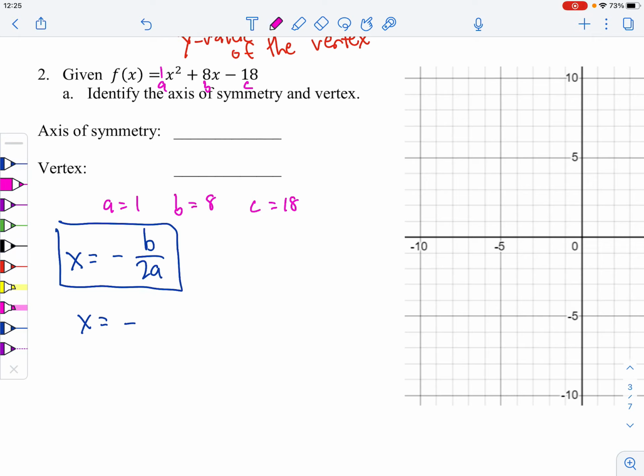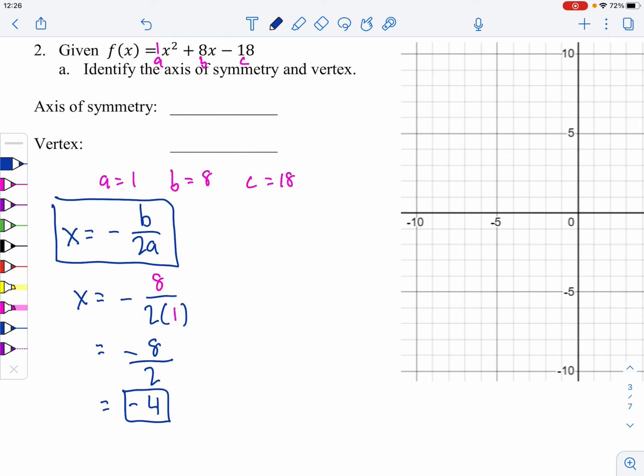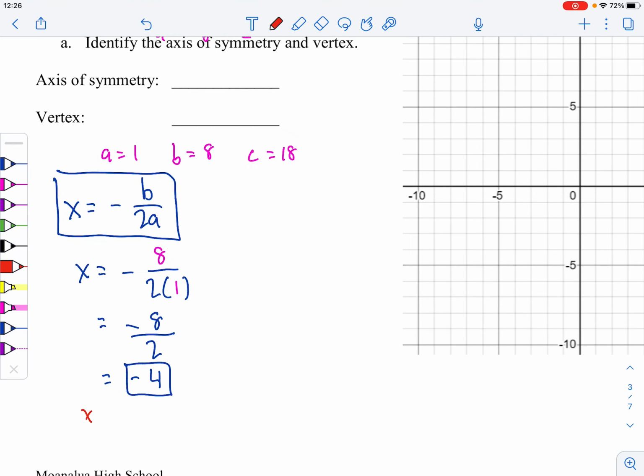So B is 8 divided by 2A, and then your A is 1. Then we calculate that out. So we get -8 over 2 times 1, which is 2. -8 divided by 2 is -4. Right there. And again, this is the x value of the vertex, which is also the axis of symmetry.